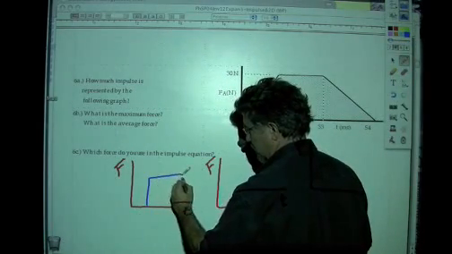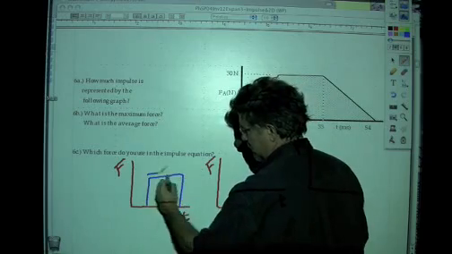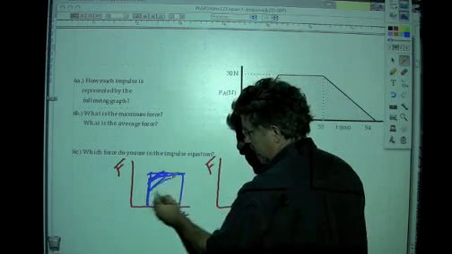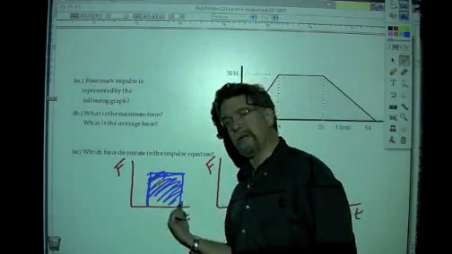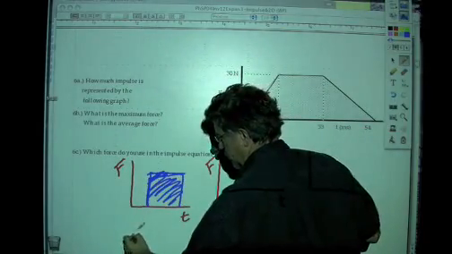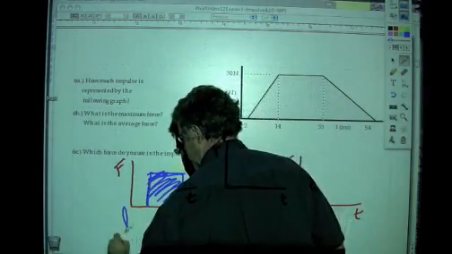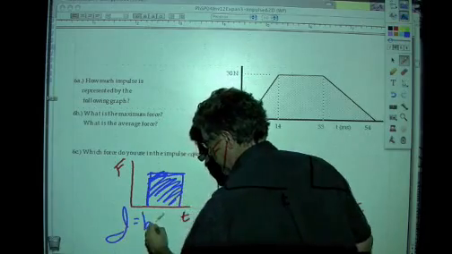You pick up a force at a certain time, and this is supposed to be a square. And then there is your impulse. Well, obviously the area is simply height times base. All right, so impulse in this case, in these general situations, is base times height.